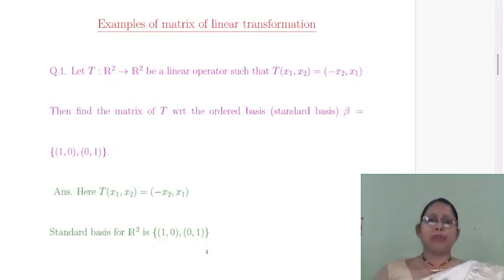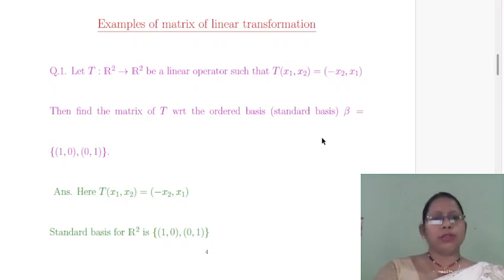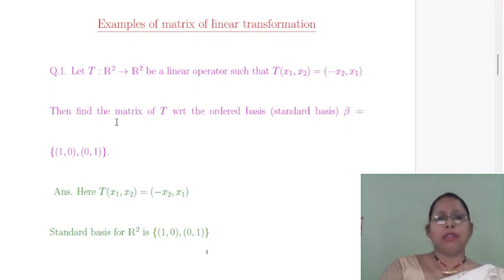Next is an example on the matrix of a linear transformation. First question: let T from R2 to R2 be a linear operator given by T(x1, x2) equal to (minus x2, x1). Find the matrix of T with respect to the ordered basis. Ordered basis is also known as the standard basis. Here the standard basis for R2 is (1,0), (0,1).